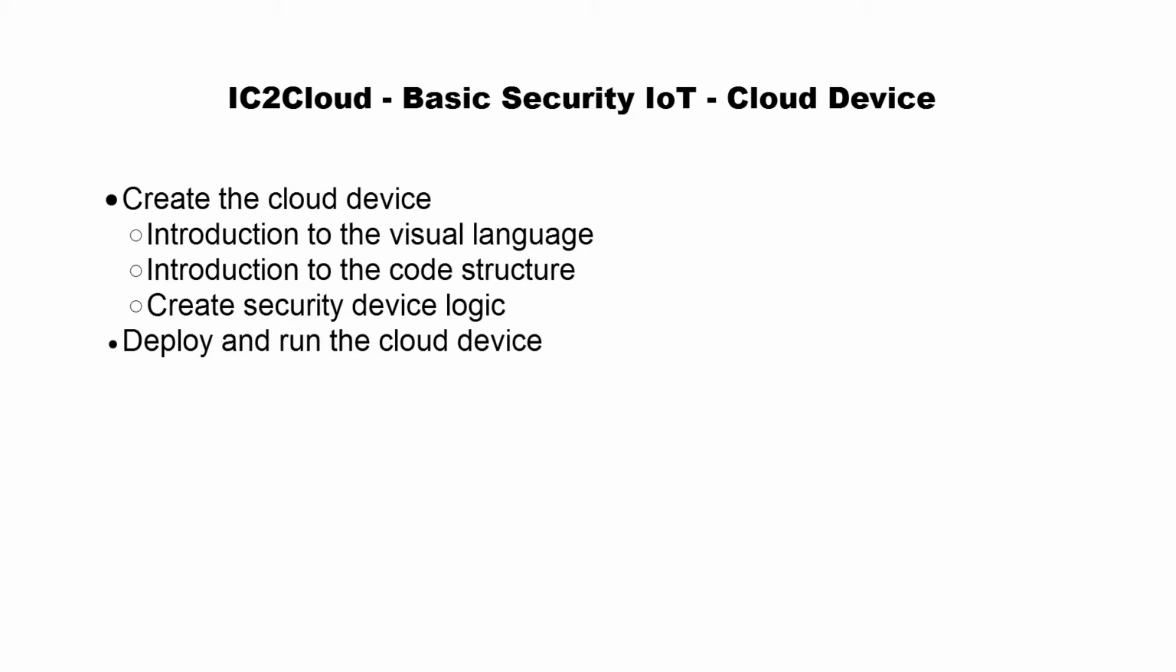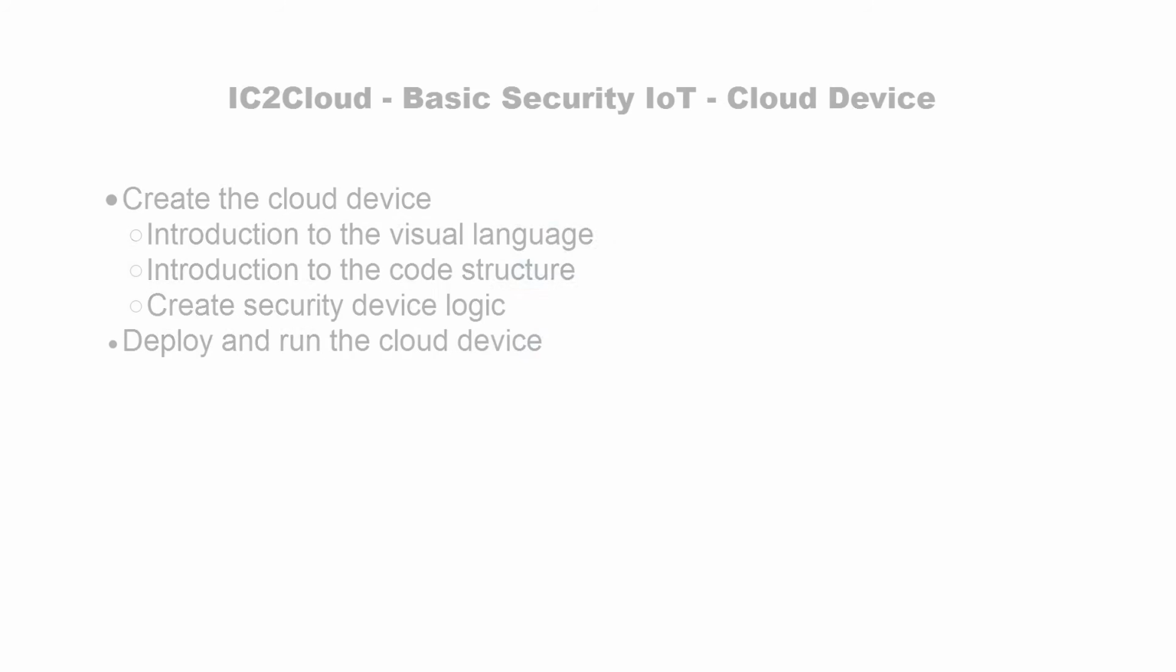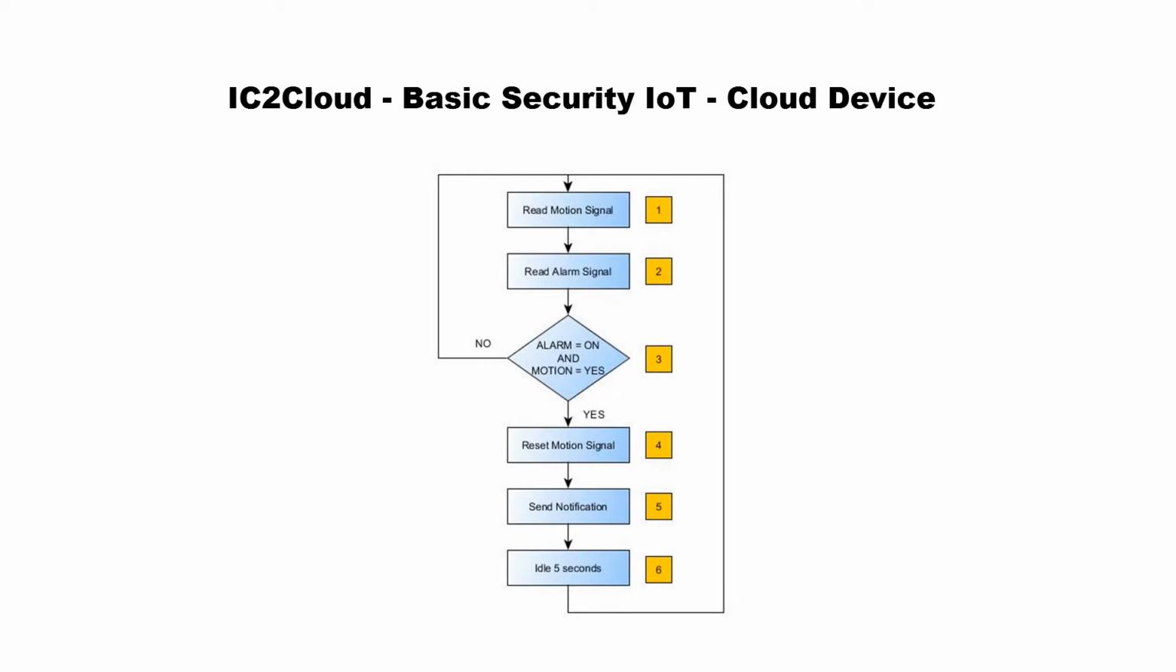A cloud device is nothing more than a program that will run in the cloud executing the functionality you would expect from your IoT system. Once you create the code for your device, this video will also demonstrate how to run in the cloud the device you create. The Device Builder is an online tool available on the IC2Cloud website.